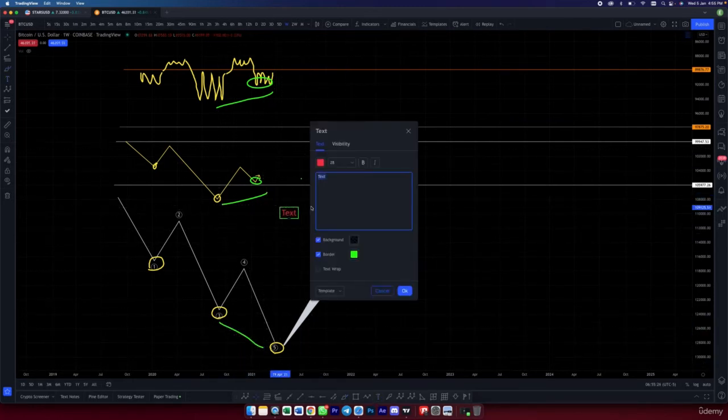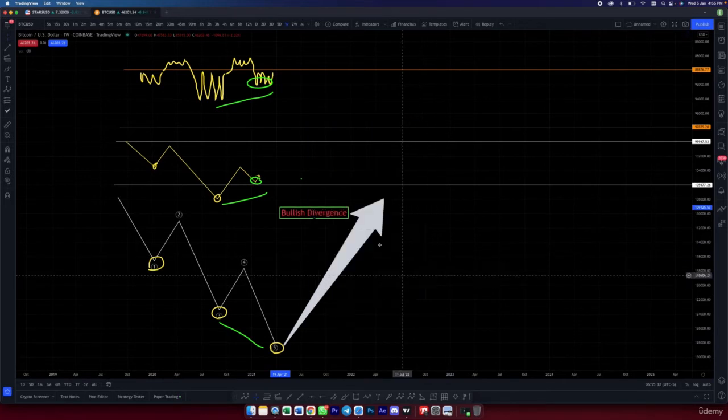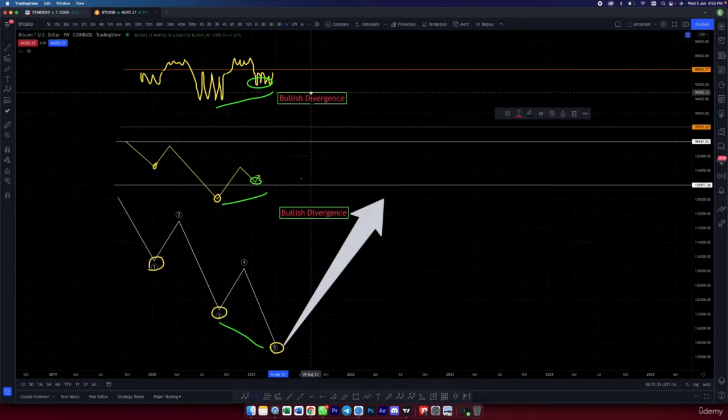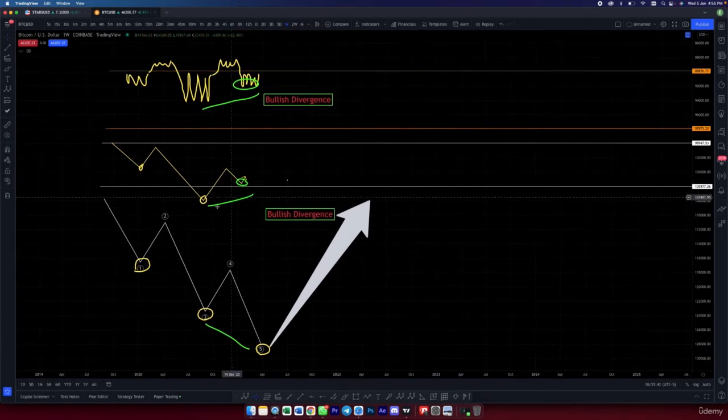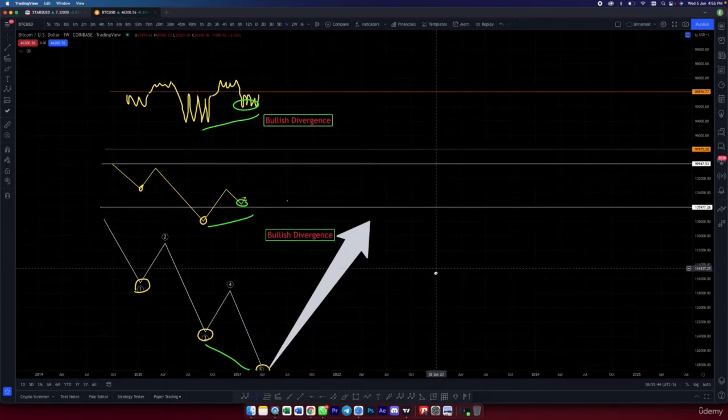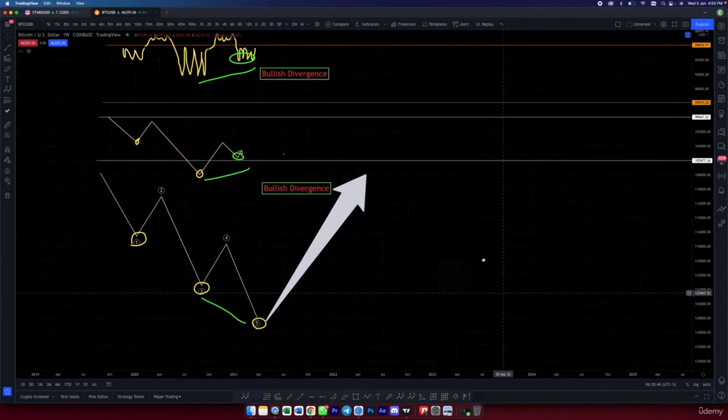So this is now called bullish divergence. Also for MACD, this is bullish divergence. So, bearish versus bullish divergence. I hope this is clear, that is how I trade this. Now, how will you trade this when we talk about charts?